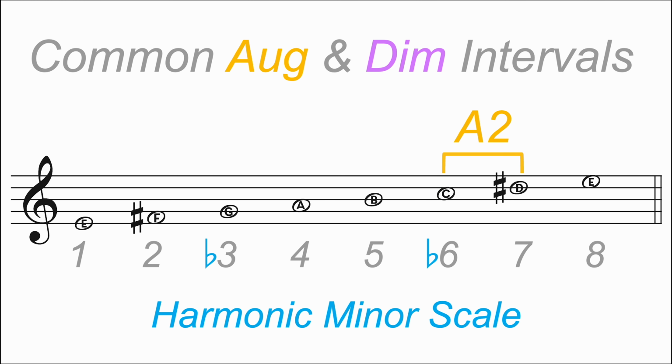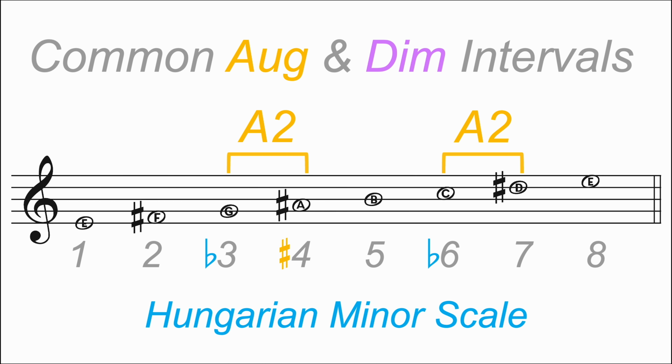Some other places you might run across augmented seconds are in this harmonic minor scale. You have an augmented second between this flat 6 and the raised 7th back up to the major perspective. So there's an augmented second. Like this E Hungarian minor would have an augmented second between this G to A sharp, so the minor third to the sharp 4 of the scale. Then again, we still have the C to D sharp as another augmented second.